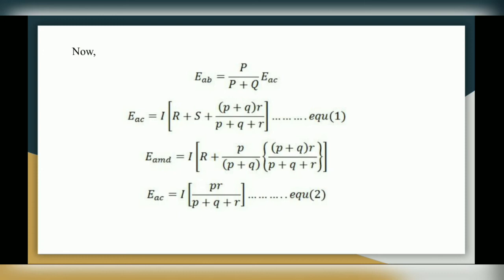And EAMD is equal to I in bracket R plus P upon P plus Q in bracket P plus Q into R upon P plus Q plus R, bracket complete, and EAC is equal to I in bracket P into R upon P plus Q plus R. This is equation number 2.